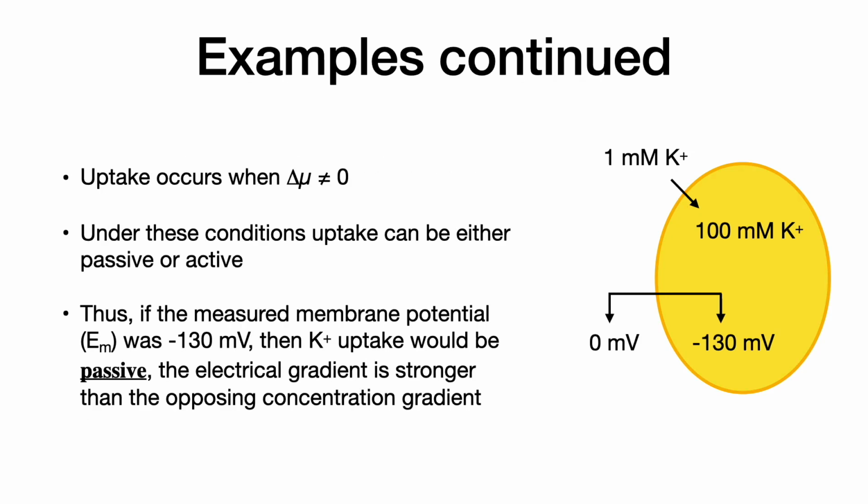If the cell were to change its voltage to minus 30 millivolts, and we'll get into that in a moment as to how a cell could do that, this would cause an increase in the driving force inward into the cell by increasing the attraction of potassium into the cell. Thus, if we do a calculation here, we would find out that potassium uptake would be passive, moving down its chemical potential gradient because the electrical gradient is stronger than the opposing concentration gradient.